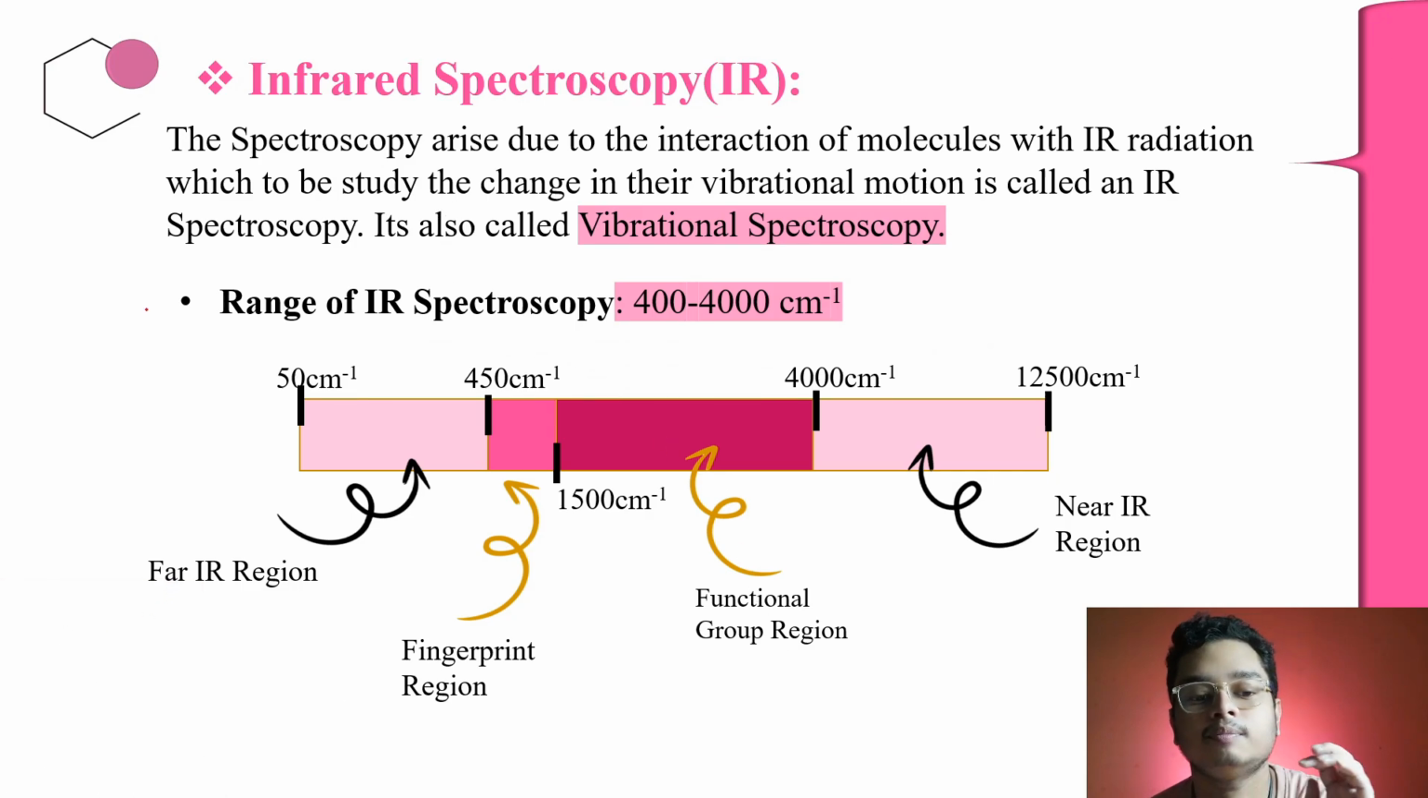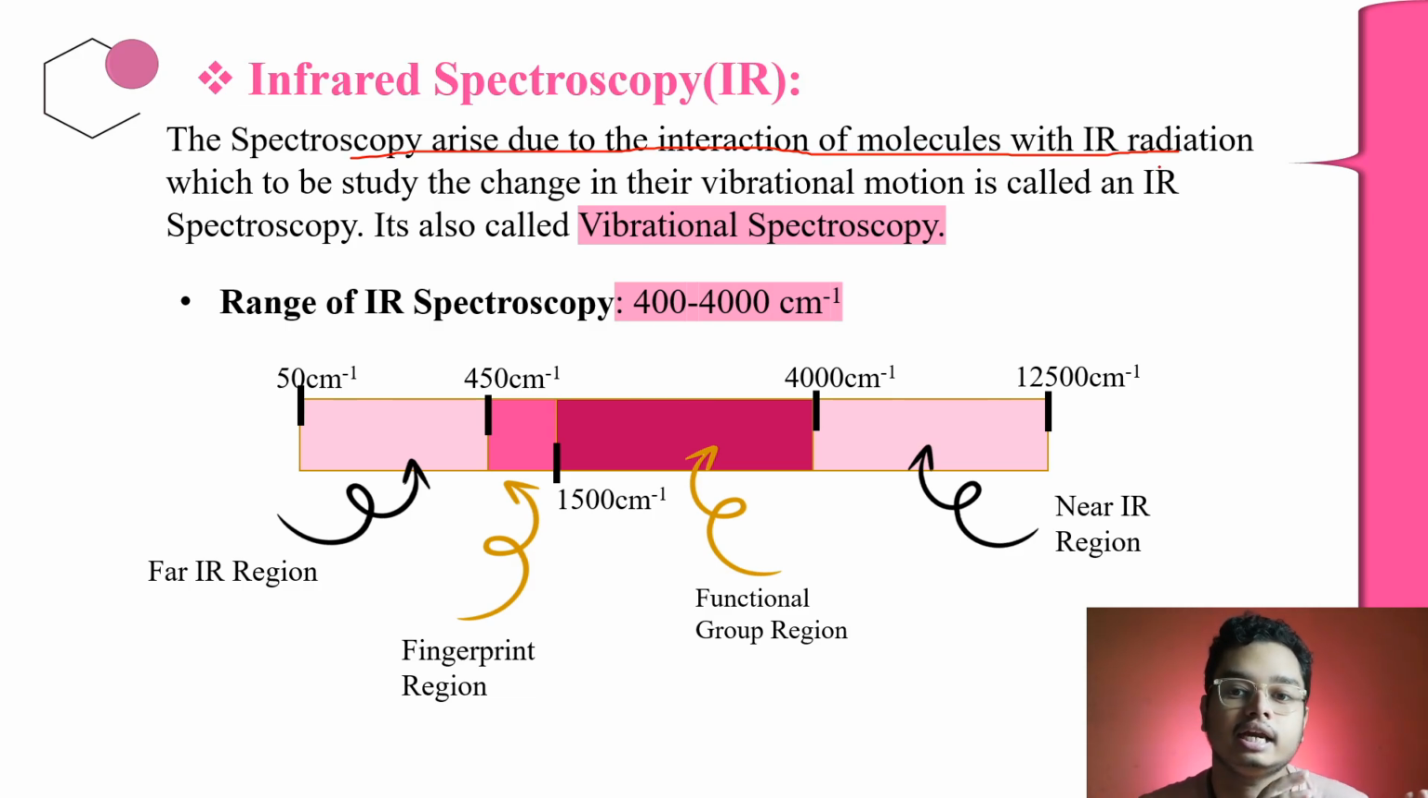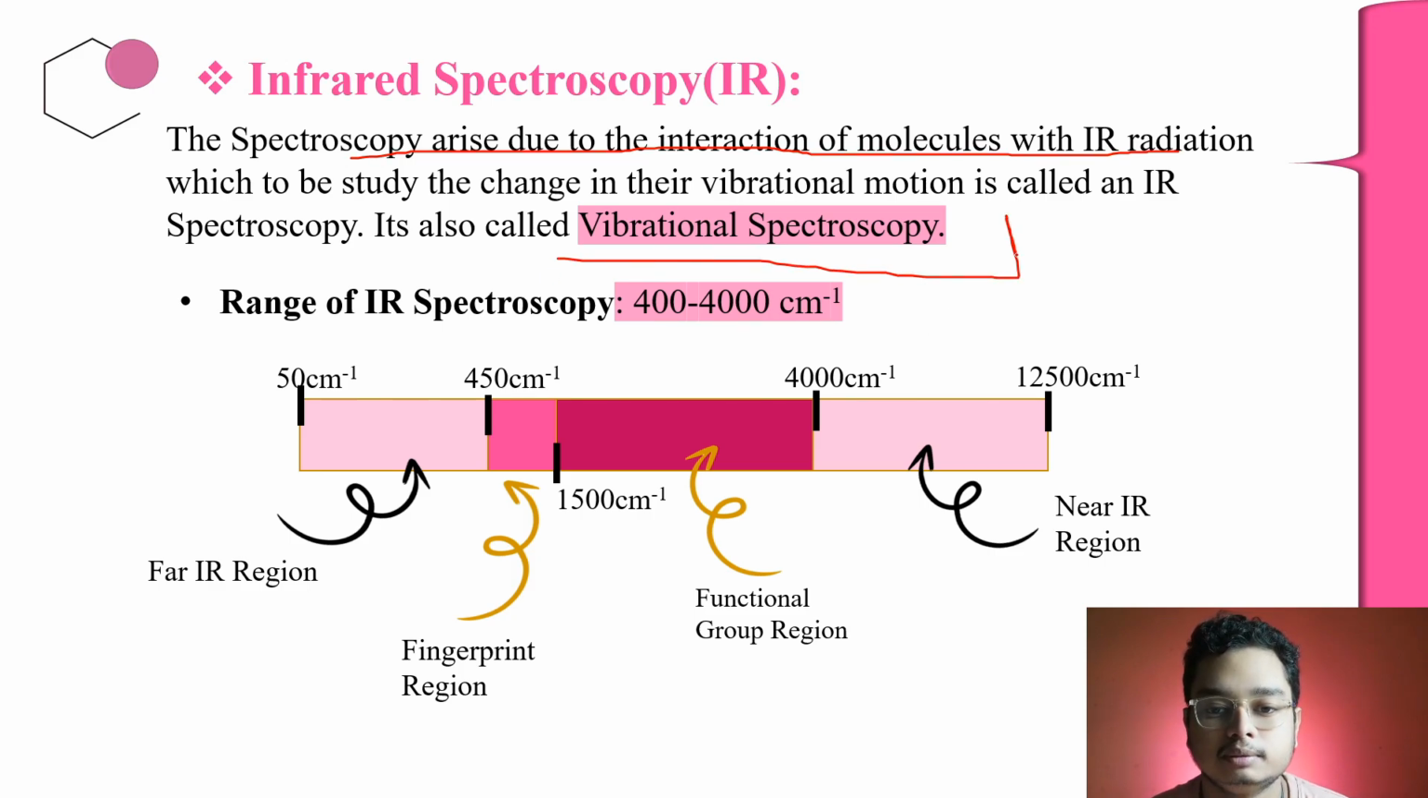As I already discussed in our previous lecture, IR spectroscopy arises due to the interaction of a molecule when we irradiate it with infrared radiation, or infrared region electromagnetic radiation. Due to this infrared radiation the molecule gets vibrated; there is no possibility of electronic transition. Depending upon the vibration, we get the empirical analysis of the molecule. Since it is associated with vibration, it is called vibrational spectroscopy.